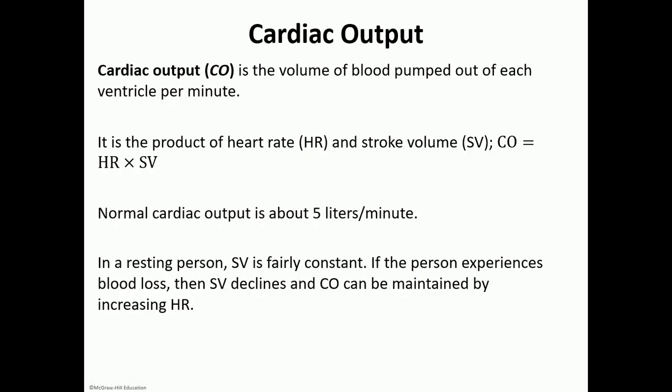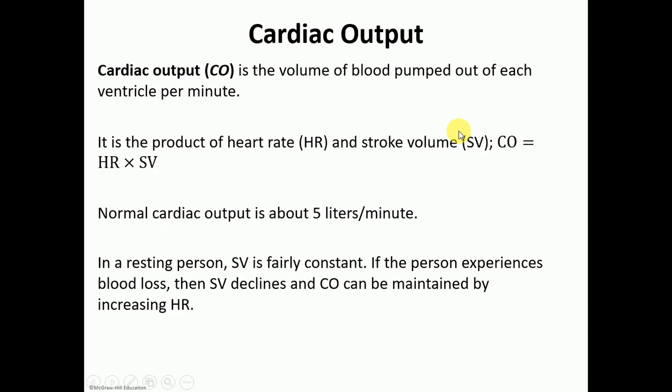Now we'll start talking about a little bit of the mechanics of the heart. So cardiac output, from the name, tells you that it is the volume of blood that is pumped out of the heart each minute. You can calculate it by finding the heart rate per minute and multiplying it by the stroke volume. The stroke volume is the volume of blood that is pushed out of the ventricle with each ventricular contraction.